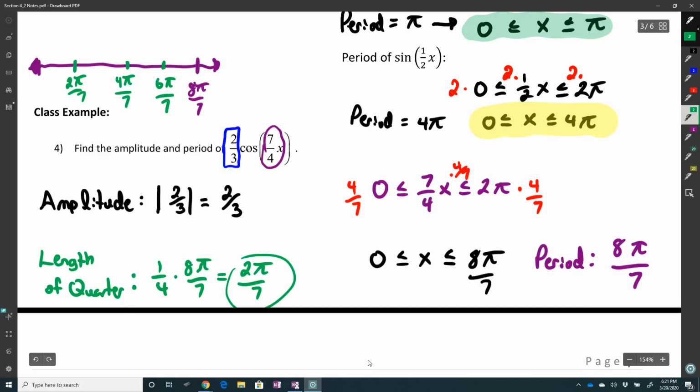And we'll notice that this is cosine. So cosine starts up here, and you can create a really quick sketch. So that's the idea of the quarters. They help you graph where your x-intercepts and your peaks and your valleys are. Anyway, let's move to the next page. Almost done.